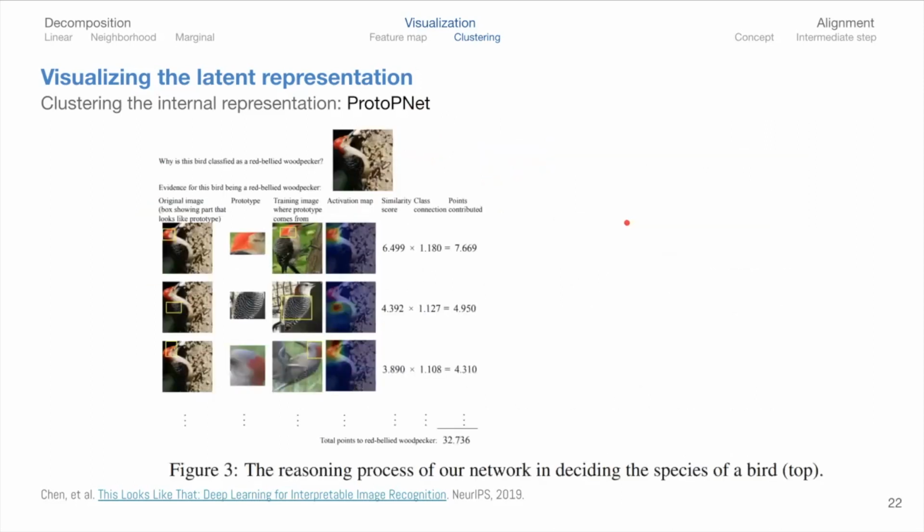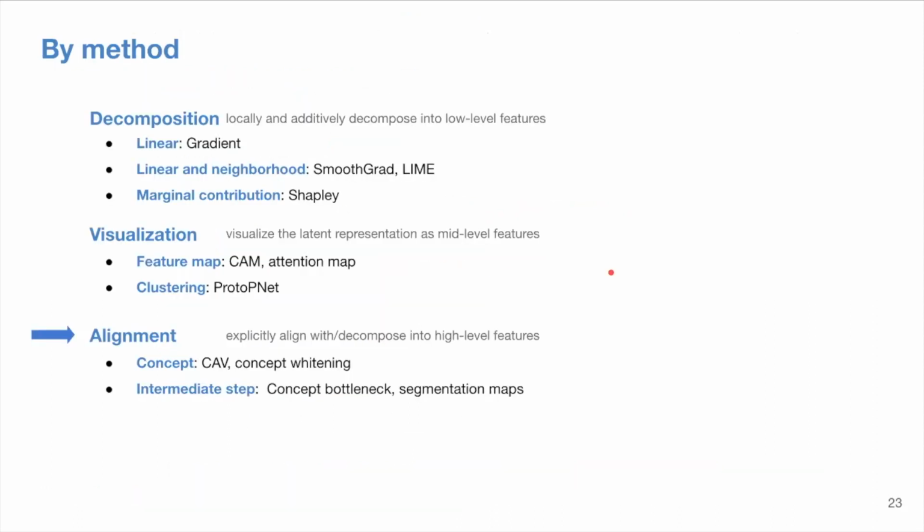At inference time, the similar image patches are grouped together to represent the similar feature so that users can compare the localized feature with a series of prototypes. So this is a visualization approach to visualize the feature map and to cluster the feature map. Now let's look at the third category, alignment.